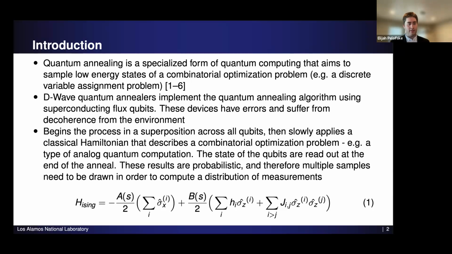So in this sense, it's this type of continuous time analog quantum computation. The states of all of the qubits are then read out at the end of the anneal, and these results are probabilistic, like other forms of quantum computation. So you want to measure a large distribution at the end of the computation. And ideally, if you're trying to sample an optimization problem, the goal is that at the end you are sampling an optimal solution.